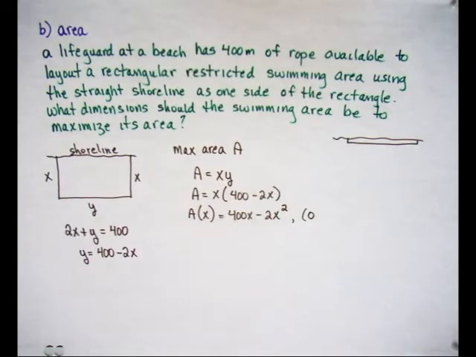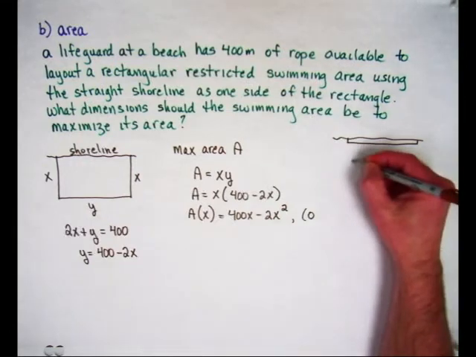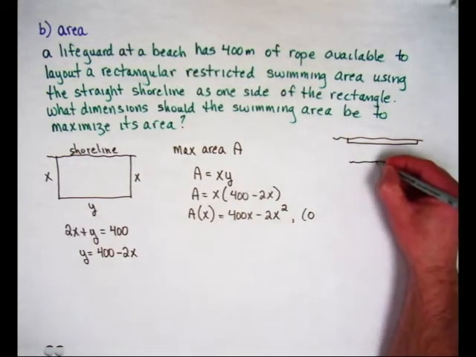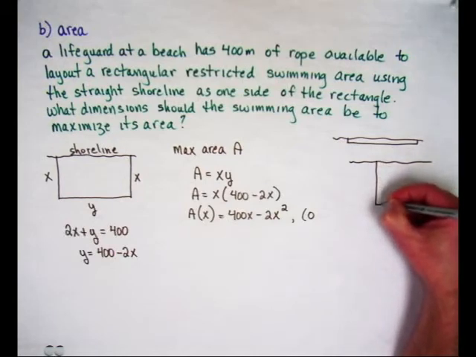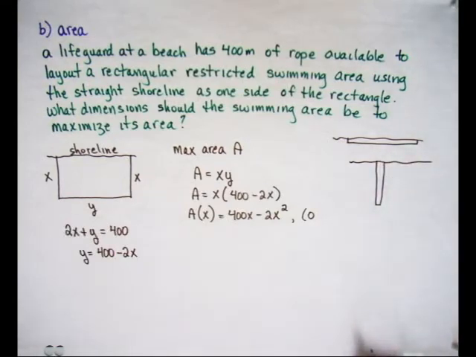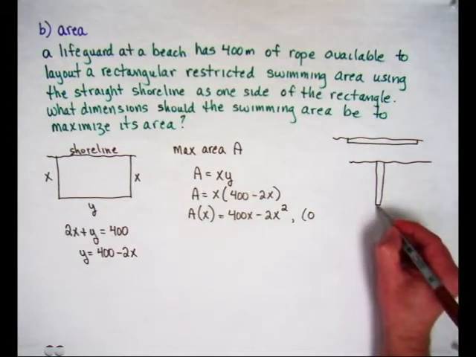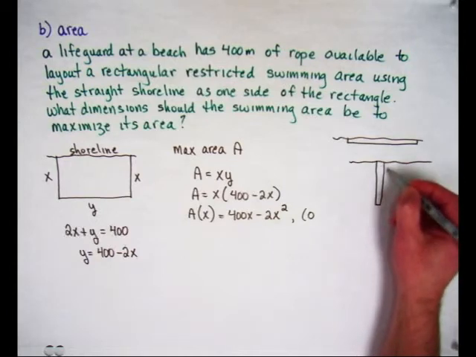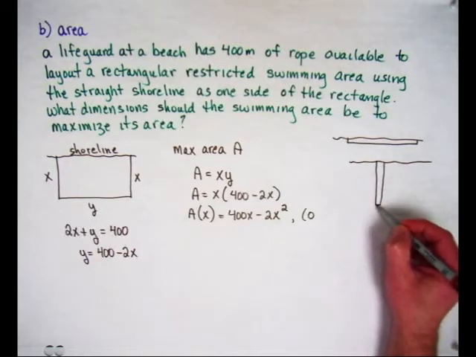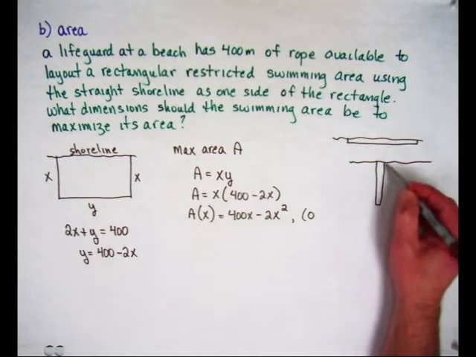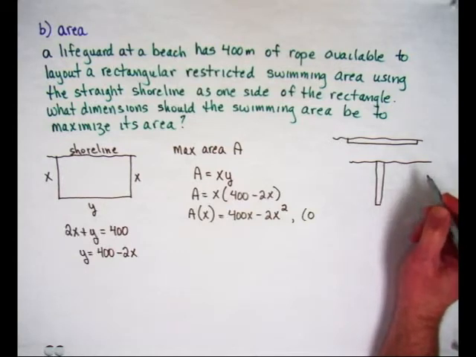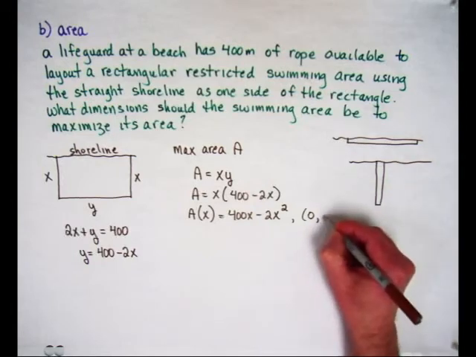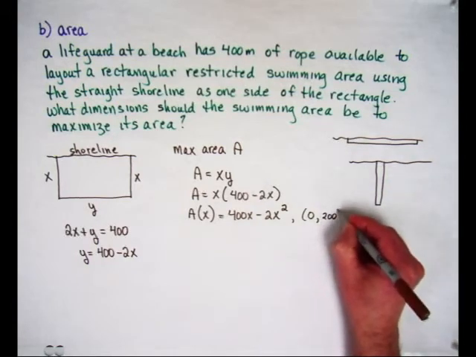But going the other way, this time X can't go to infinity. We only have 400 meters of rope. So imagine that the lifeguard chose to make the area like this. Imagine this piece right here getting smaller and smaller, the length here. As that gets smaller, these two pieces are going to get longer. Imagine that you did make this 0. Well, these two pieces right here would be 200 each because you only have 400 meters of rope. So your upper restriction in this case is 200.